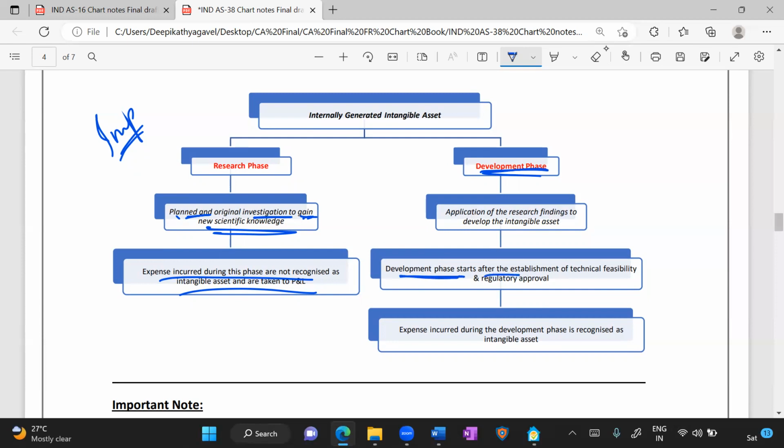The development phase starts after the establishment of technical feasibility and regulatory approval. Let's say you have developed a formulation, right? Let's say a medicine is being developed in this particular formulation, and you feel that it can cure that particular cancer very easily.